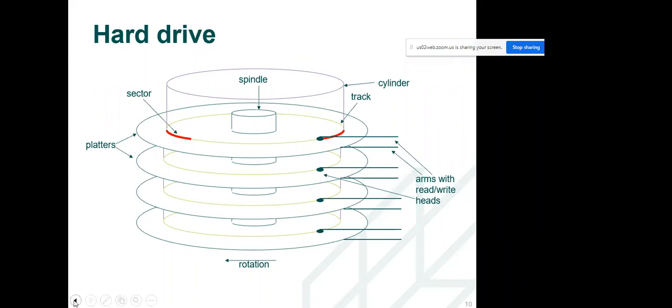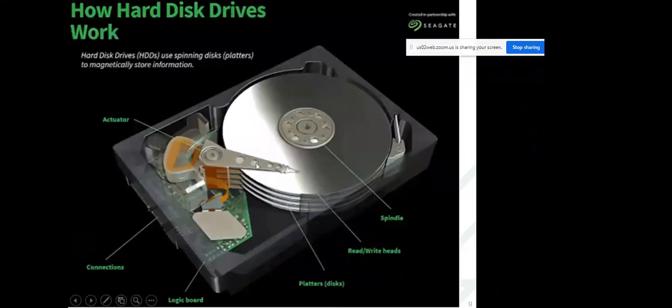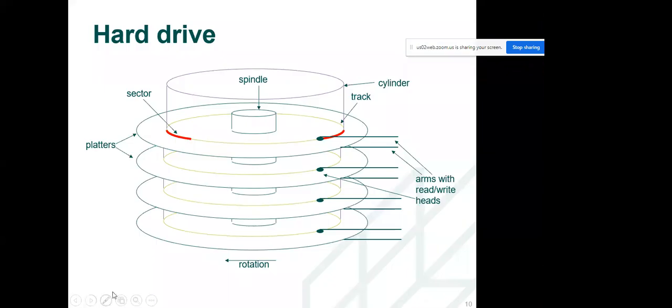Here you can see the read write head. This is one read write head. Rotation is clockwise. In this way it rotates. The read write head reads the data and converts the magnetic signal, or your analog signal, into a digital signal.